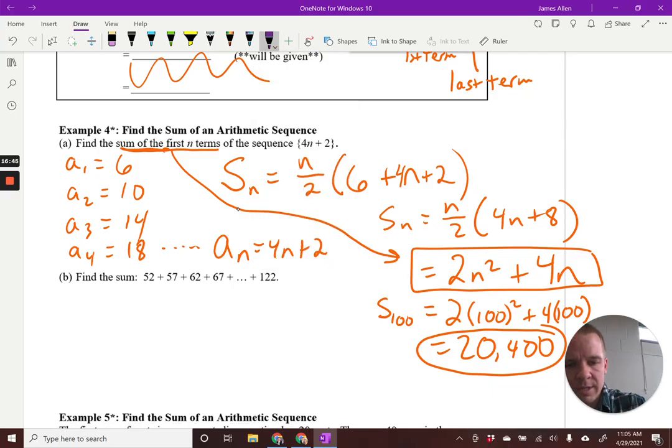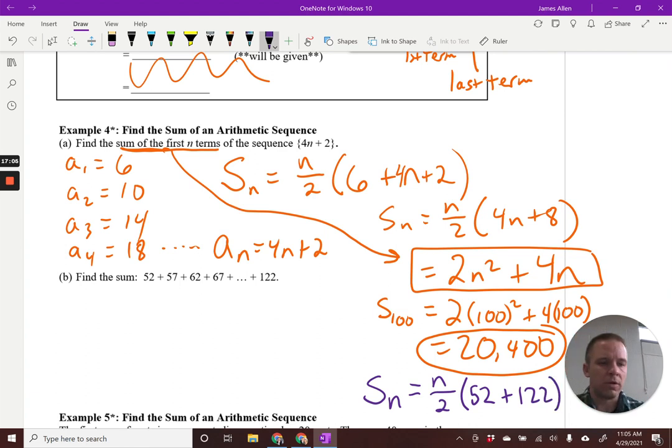Just so we have some end goals here. I'm going to jot this all the way down to the bottom here. S sub n is equal to, and we'll replace that n with something soon, n over 2. Again, we'll replace that n because we don't know how many terms there are. But I do know my first, and I do know my last. But my goal is to find n right now. Right? The goal is to find n.